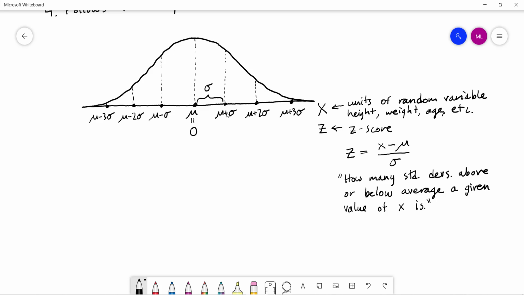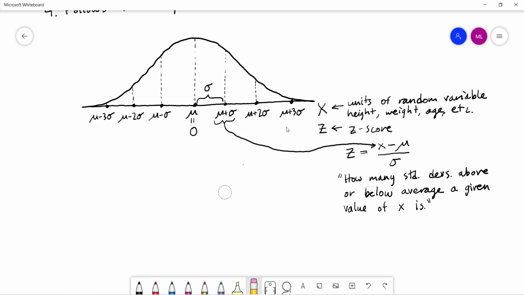But what about this value right here? How many standard deviations above average is it? It's exactly 1 standard deviation above average, and we would see that if we plug this value in. If I plugged it in place of x, I would get mu plus sigma, there's my value of x. I'd subtract off mu, and then divide by sigma. The mu's would cancel, and I'd just have sigma over sigma. Anything divided by itself is always going to be 1. It's 1 standard deviation above average.